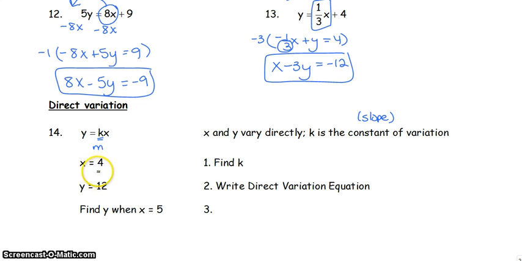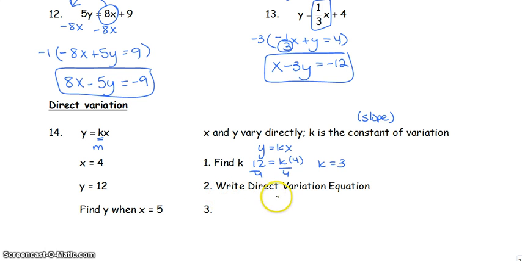So I'm going to tell you that x is 4 and y is 12. First thing you want to do is find k. So we look at our equation, y equals kx. Well, y we said was 12 and x is 4. So to get k by itself, we divide by 4 and we find that k is equal to 3. Remember, k is your slope.